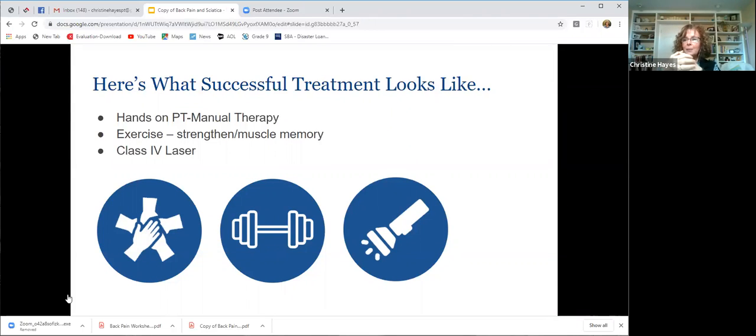So the body typically will heal and try to plug that hole over 12 weeks with scar tissue. Our Class 4 laser, because it actually changes the cellular biology, can actually help to put in new collagen in that area instead of scar tissue. So that's a really important piece, and we help people a lot quicker now.